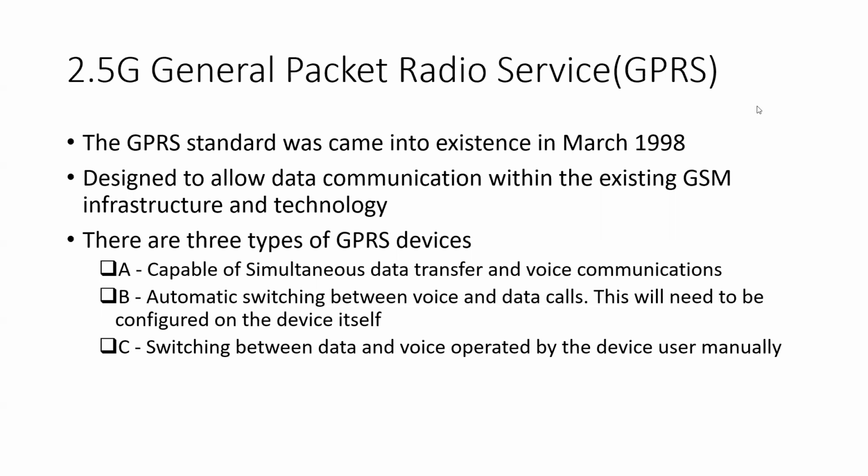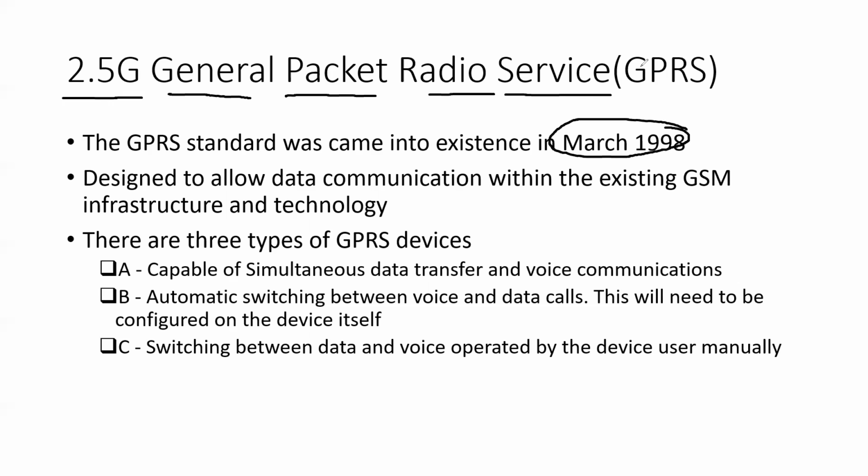Already we have discussed 2G, second generation cellular technologies. Now we are discussing 2.5G. 2.5G mainly has two technologies. One is GPRS, second one is EDGE. What is this GPRS? GPRS means General Packet Radio Service. This came into existence in March 1998.